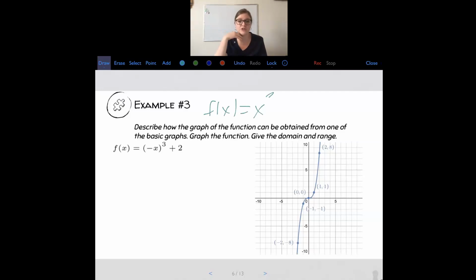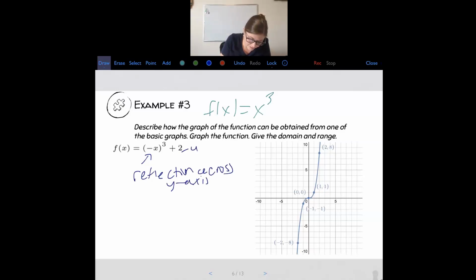And again, make sure you know how to identify that. I have it just on here just because it makes it a little bit easier when we're graphing in this format. Okay, so we've got a negative in the parentheses, so this is a reflection across the y-axis. Okay, and this plus 2 is going to move the graph up 2 units. Okay, so reflect across y.